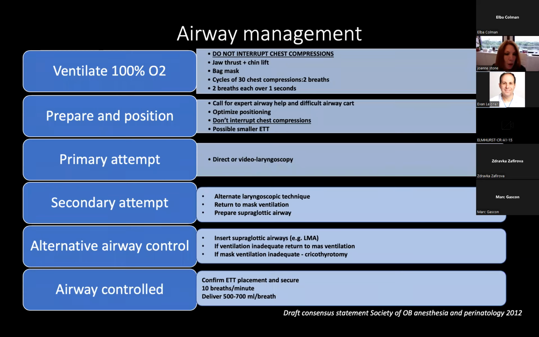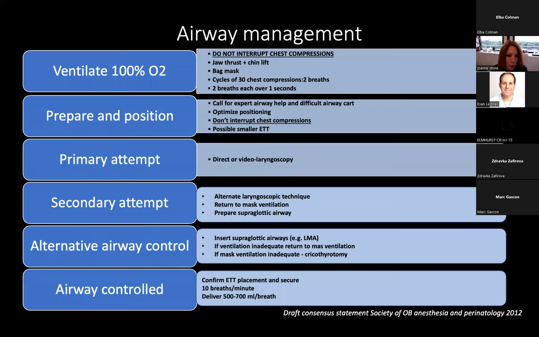In terms of the process, again, ventilate with 100% O2, don't interrupt chest compressions, use the jaw thrust and chin lift, and bag mask. Again, you can see the cycles of 80 to 100 chest compressions for 2 breaths. Always think about positioning of the patient, consider the optimal position, and again, a smaller ET tube.